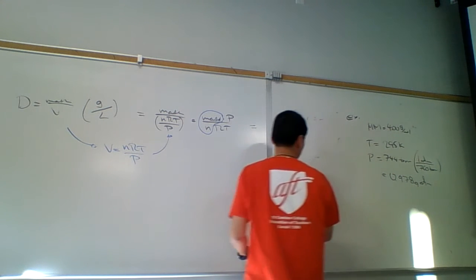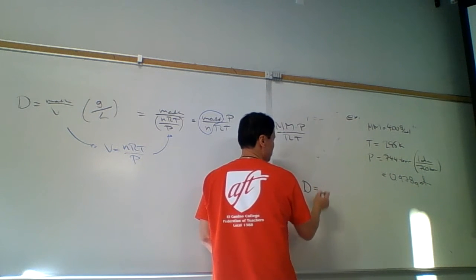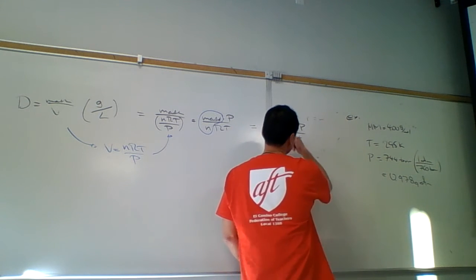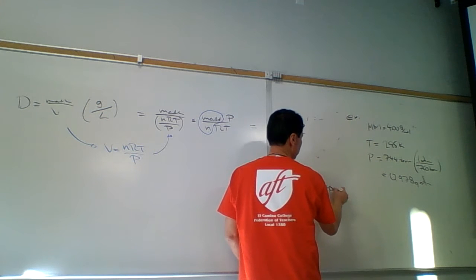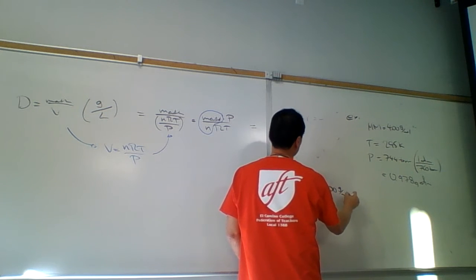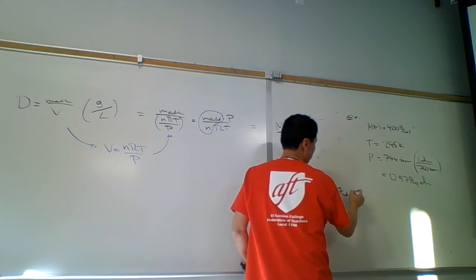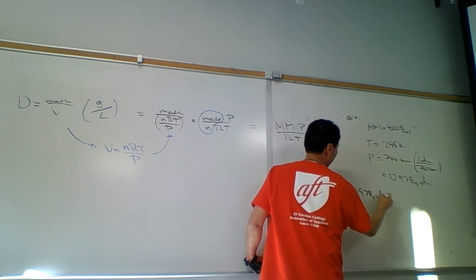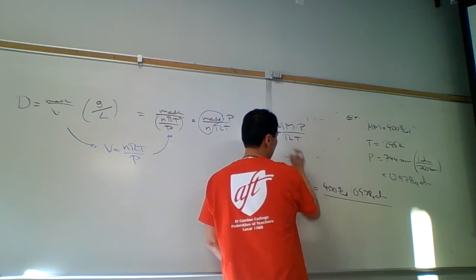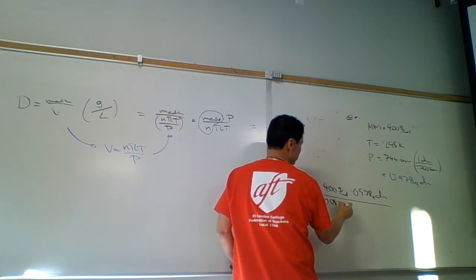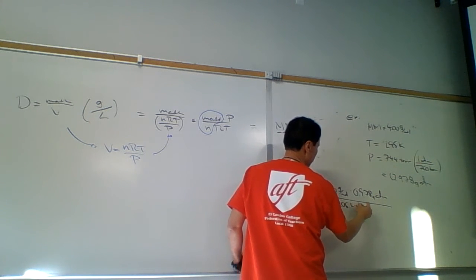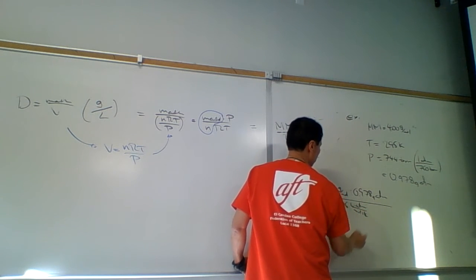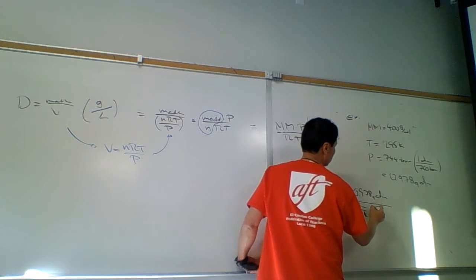All right, we can always tell if the equation's correct because the units are either going to work or not. And so it's the molar mass. The molar mass is 4.00 grams per mole. Pressure is going to be 0.9789 atmospheres. The R is 0.08206 liters times atmosphere per mole Kelvin. And then the temperature is 295 Kelvin.